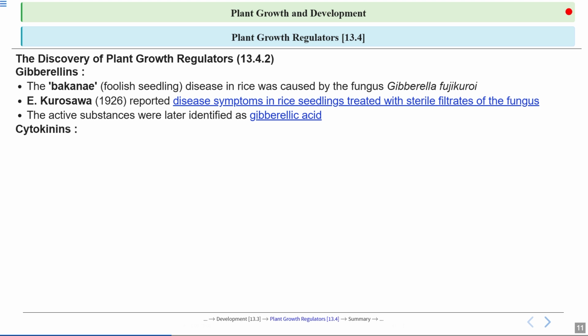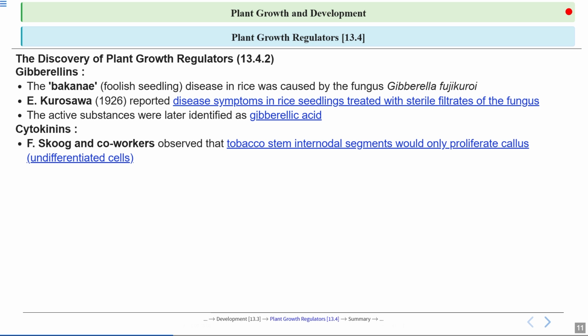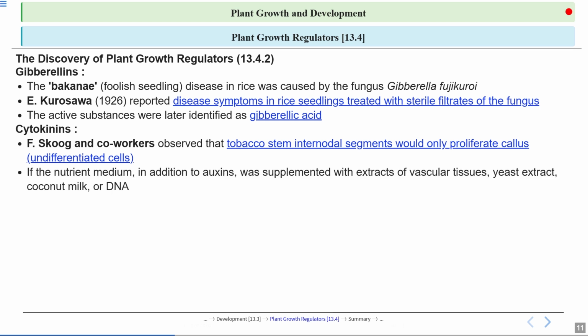How was the cytokinin discovered? Let us see that. F. Skoog and his co-workers observed that tobacco stem internodal segments, the portion between two nodes, proliferate only callus, that is, undifferentiated cells. Now, if the nutrient medium, in addition to auxin, was supplemented with the extract of vascular tissue, yeast extract, coconut milk or DNA, these were the nutrients supplied to the extract.